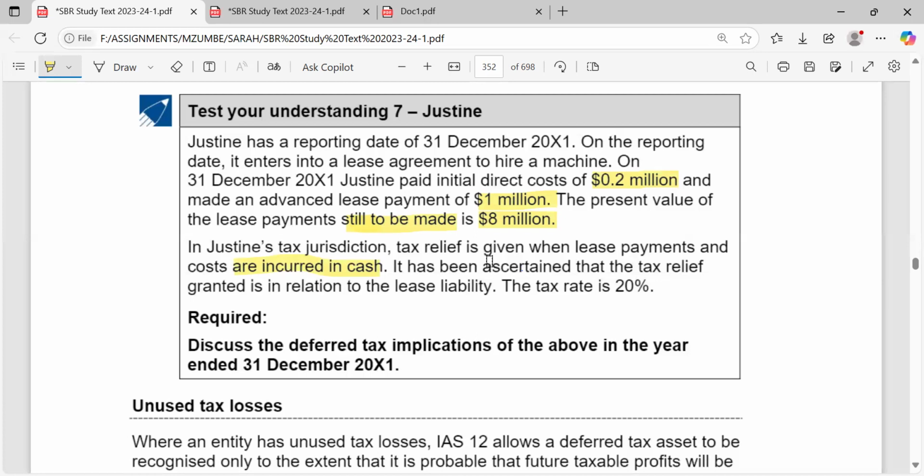It has been ascertained that the tax relief granted is in relation to the lease liability, and the tax rate is 20%. Okay, what are you going to do now? Discuss the deferred tax implications of the above in the year ended 31st December 20x1. Okay, so what are you going to do with that? We have the 8, the present value of future lease payments, the advance payment, and the initial direct costs. So we are going to deal with them separately as we said, right?